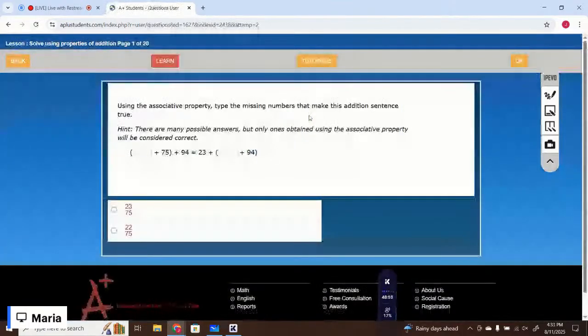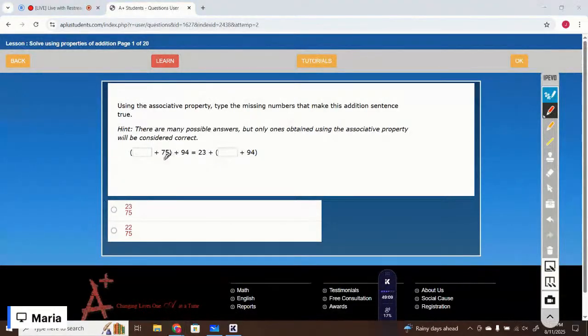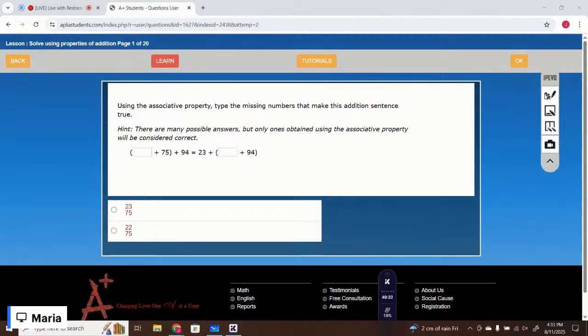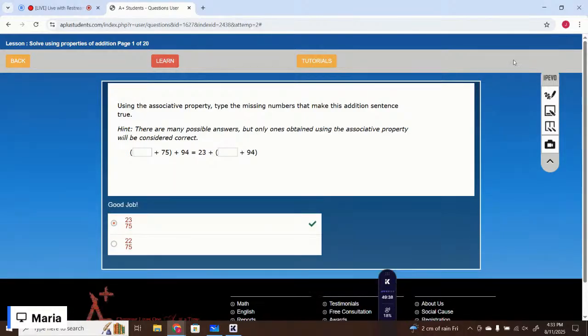Using the associative property, type the missing number that makes the addition sentence true. So in the associative property, both sides the numbers are the same, just the order of addition is different. So for 75 and 94, here we have 23. So the missing number is 23. And here we have 23, 94. So the missing number is 75. Option number one is the correct option, that is 23 and 75.